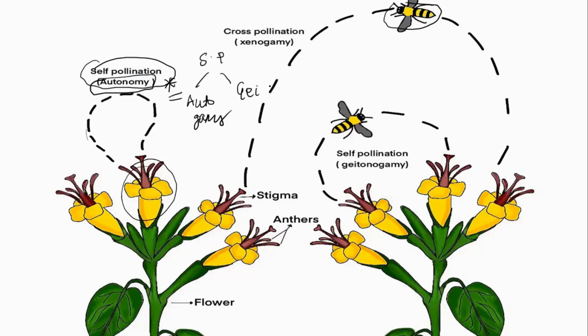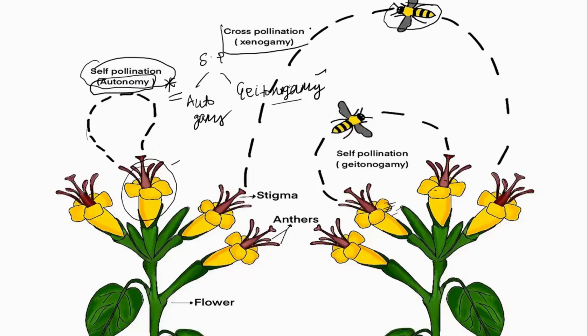Now, what is the difference between the two? In autogamy, the mother plant is the same, so it is self-pollination, and it takes place on the same flower. That means the flower is bisexual. Geitonogamy is also self-pollination because the mother plant is the same, but the flowers are different. So this is also a form of self-pollination.